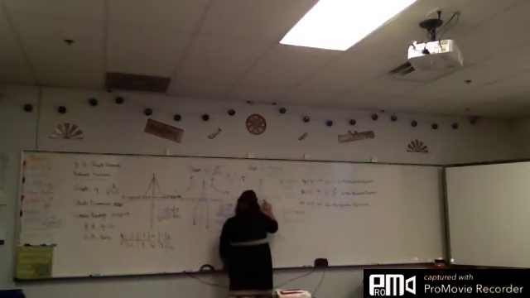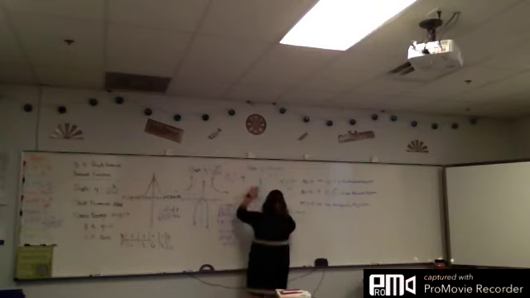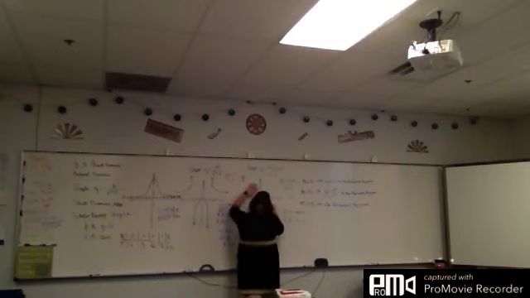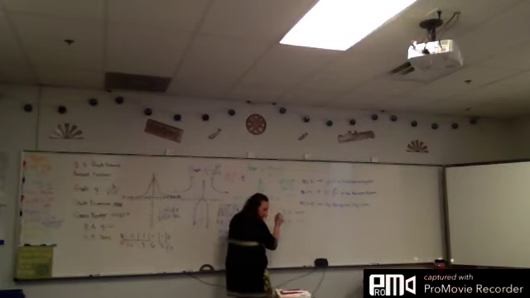So we plot these points: 4 is 12, 8 is 14, 12 is 17.6. This one still looks kind of funky because it's not on graph paper, but it's going to go like this.